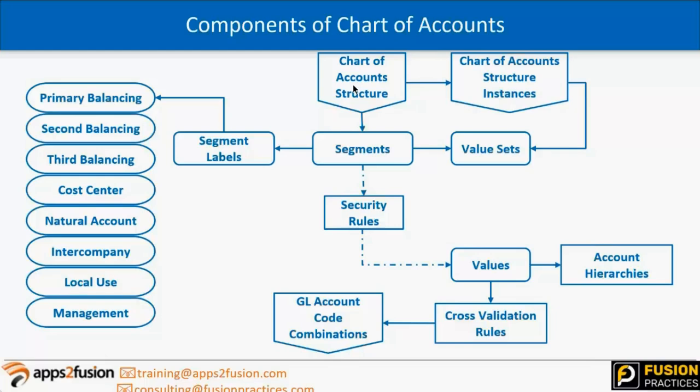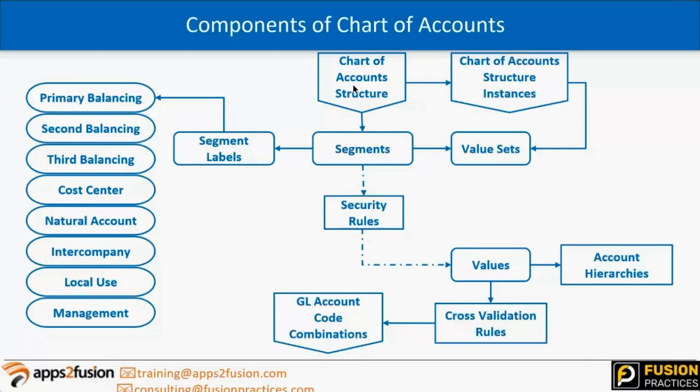Okay. And you might be having different value sets attached to the US chart of accounts and different value sets to a UK chart of accounts. Now when I say value sets, they are nothing but a list of values. Whatever account codes, department codes, company codes that you have, you might be having different codes in your US and UK. So one structure instance is mandatory.